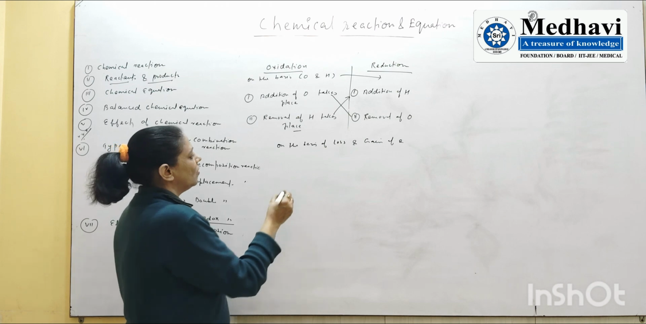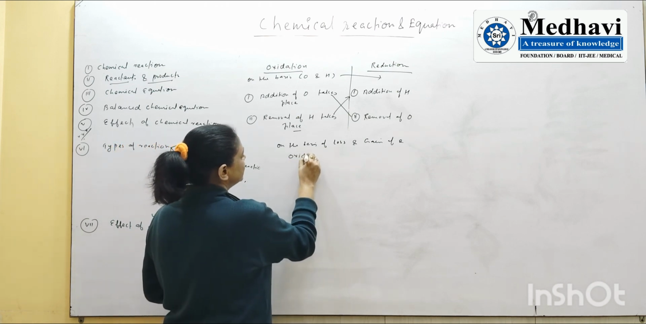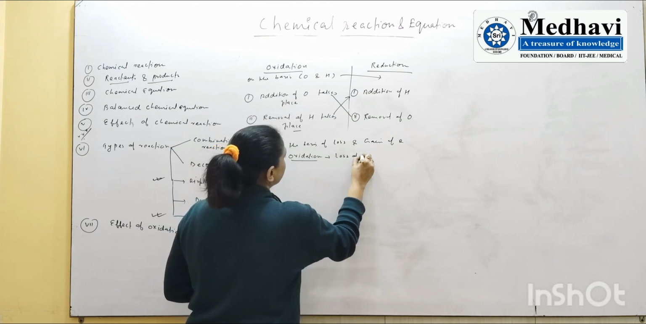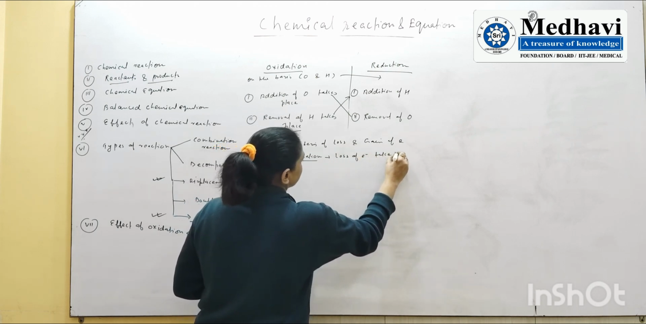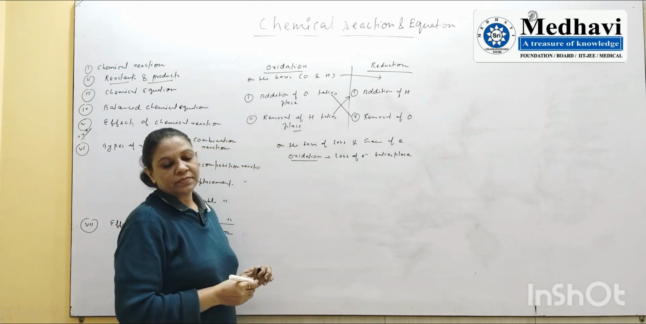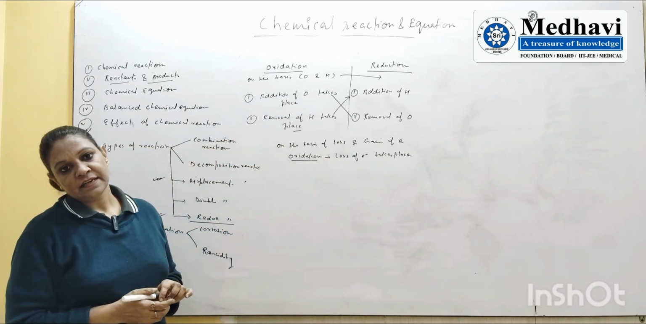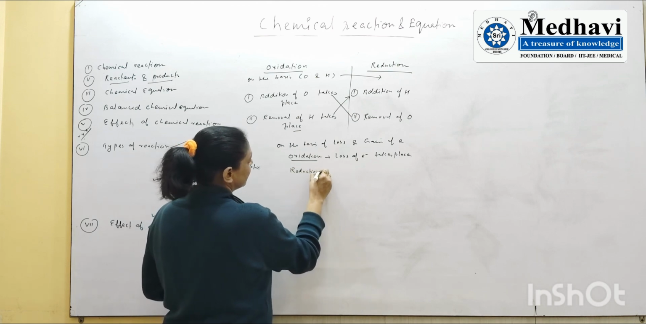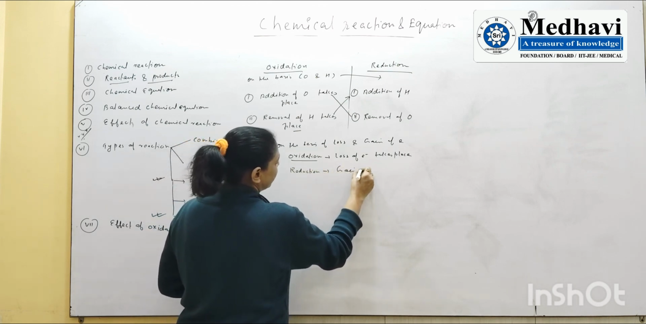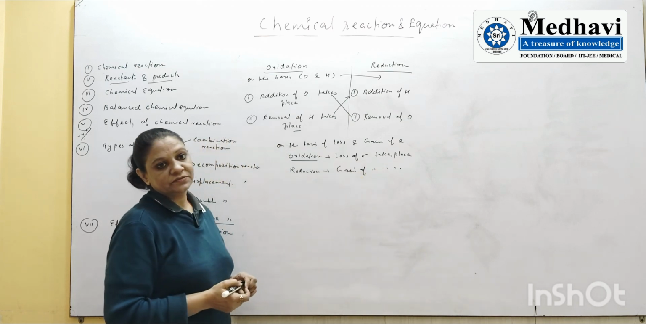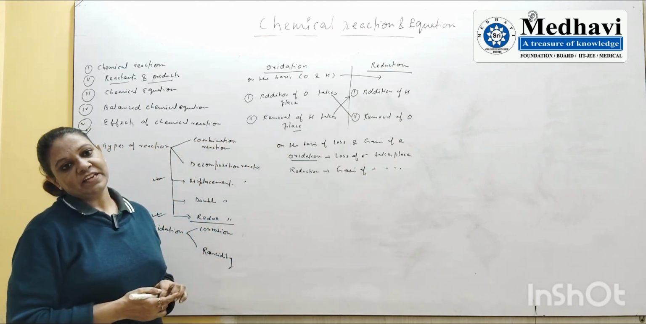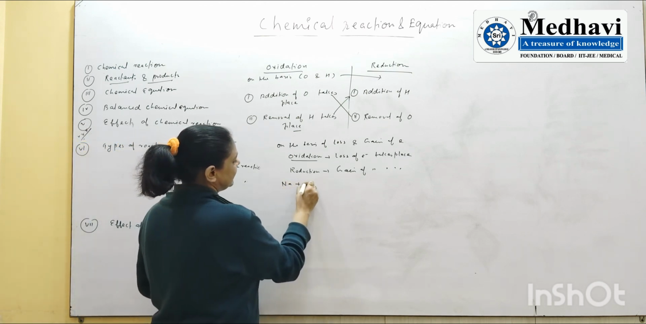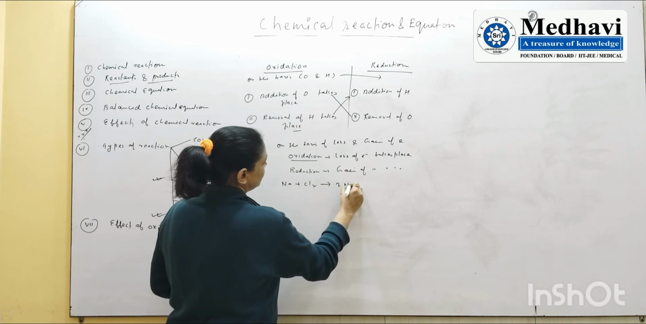So oxidation is a process in which loss of electron takes place, whereas reduction is a process in which gain of electron takes place. Very, very important points. For example, sodium reacts with chlorine to give sodium chloride.